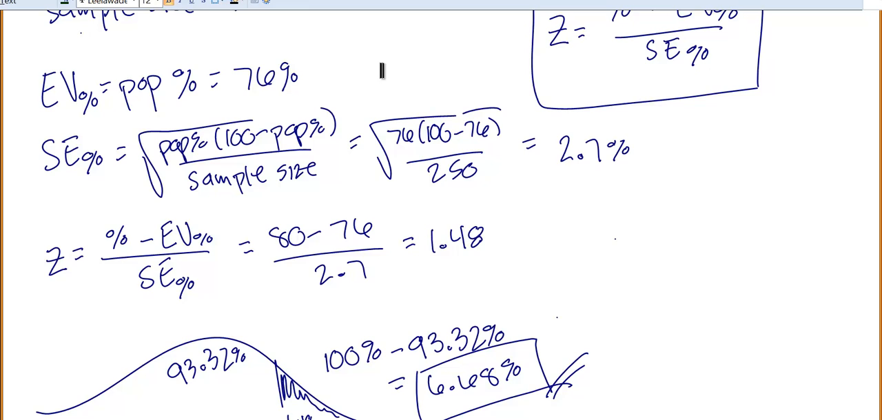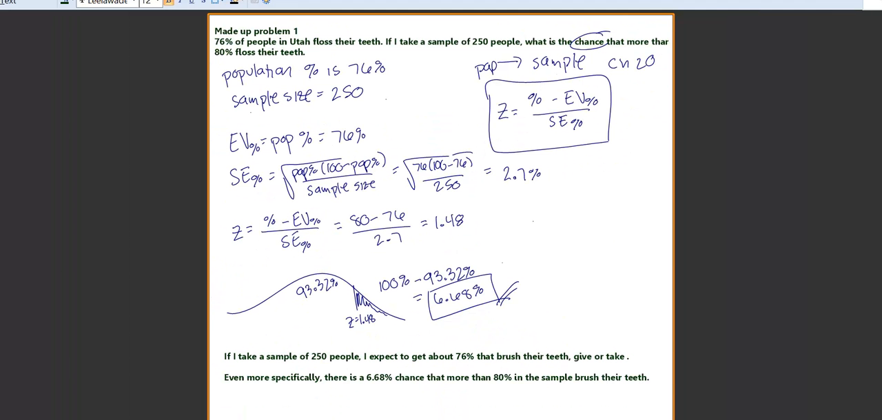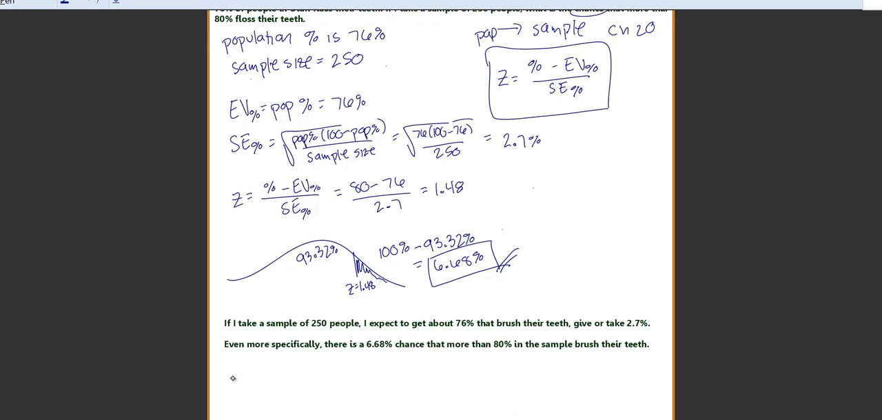The give or take amount is always your standard error, right? So for everything we've done, the give or take amount is always the standard error. So it should be give or take 2.7%. Sorry, it's a little bit harder when you can't see everything together, isn't it?